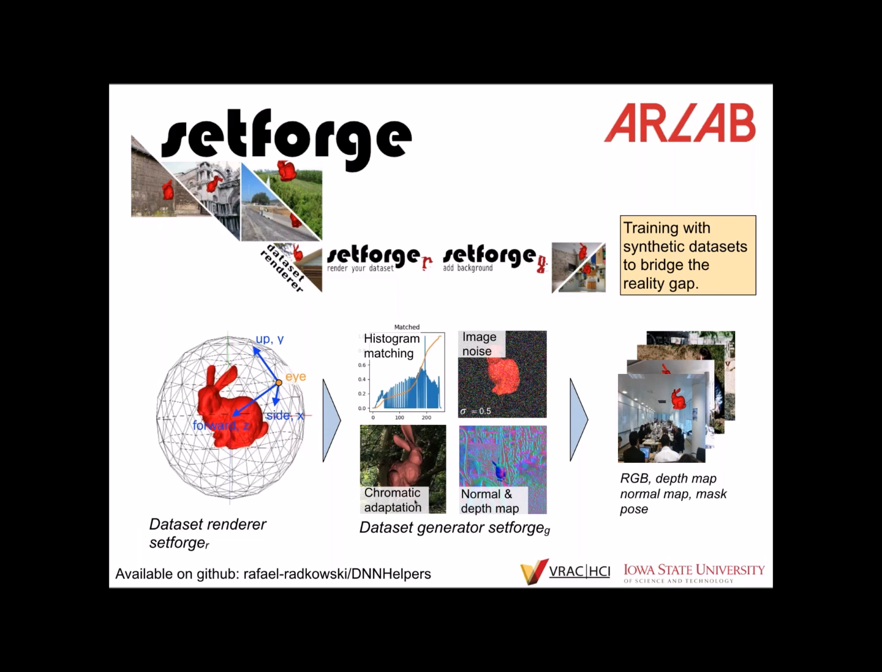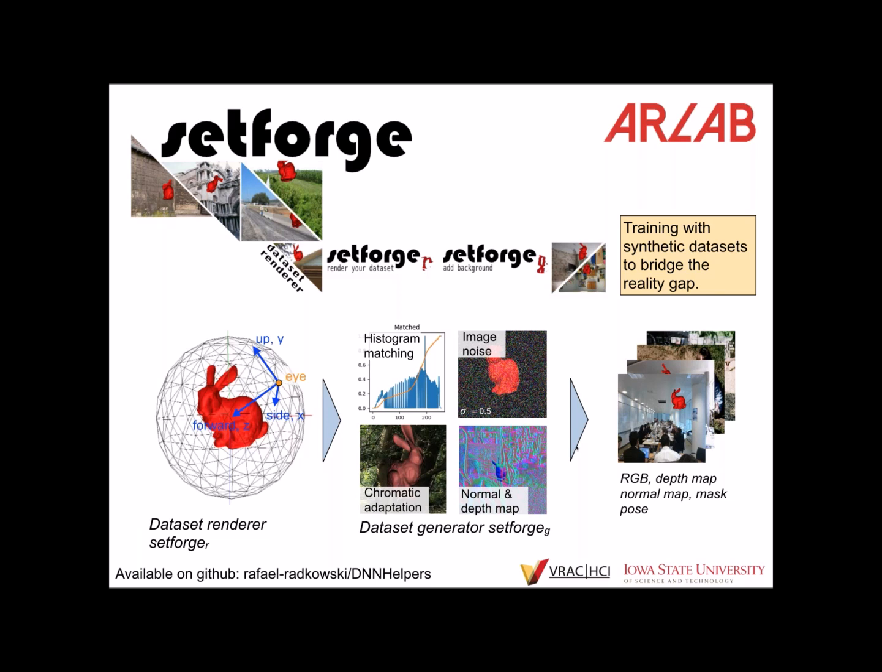We also have a chromatic adaptation filter, so we align the hue and saturation to our background. We can estimate normal maps and depth maps from RGB images. These are not how a scanned normal map or a scanned depth map would look, but they're good enough for training. And we can also simulate image noise and have some other filters.